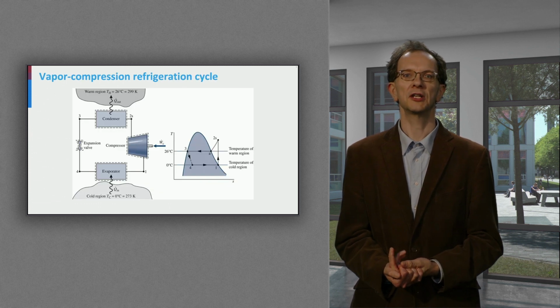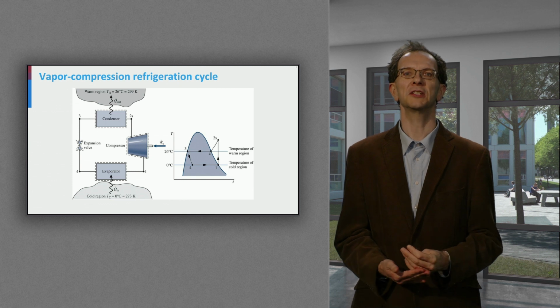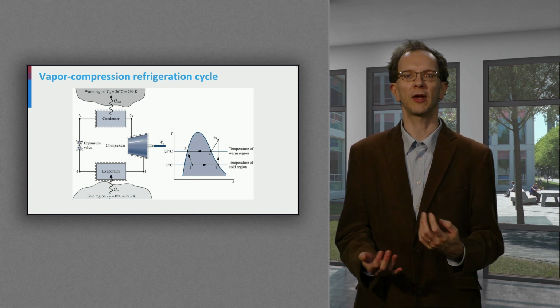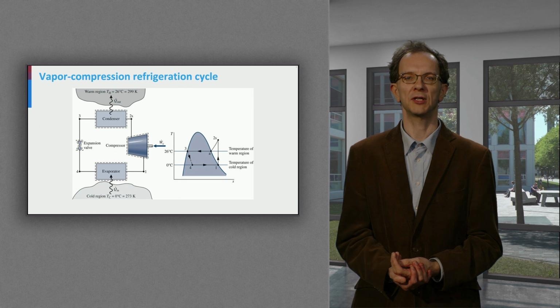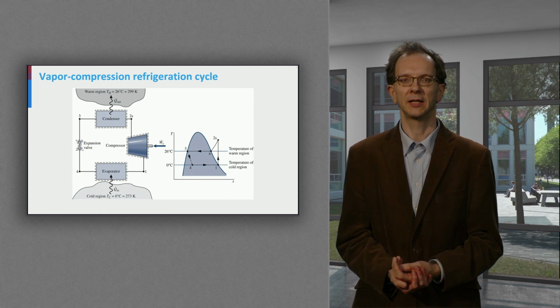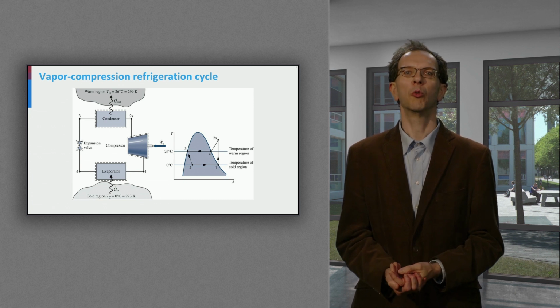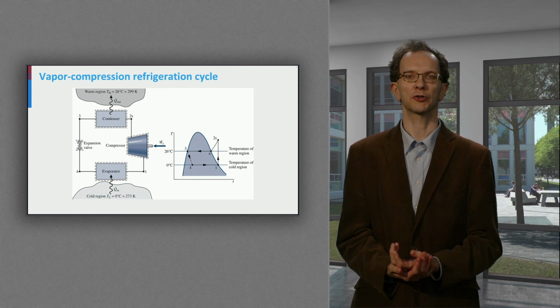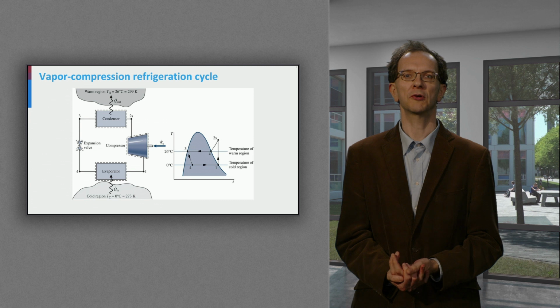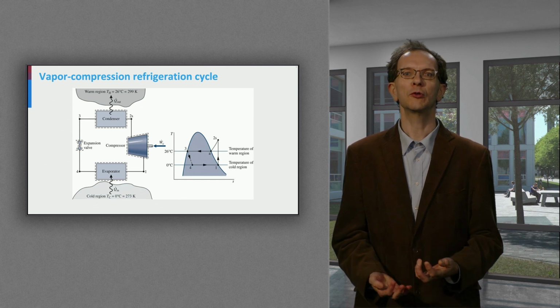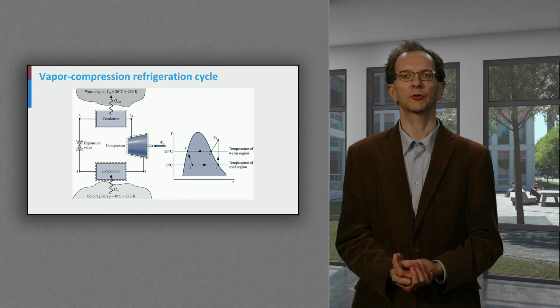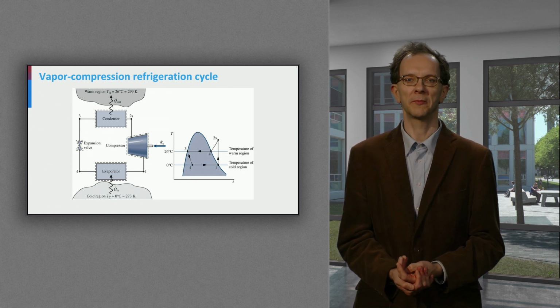A popular and simple thermodynamic cycle for heating and cooling is the so-called vapor compression refrigeration cycle. In this cycle, a working fluid or refrigerant is undergoing expansion and compression, and the working fluid is both evaporating and condensing. Let us look in detail at the cycle and the corresponding temperature-entropy, T-S, diagram.